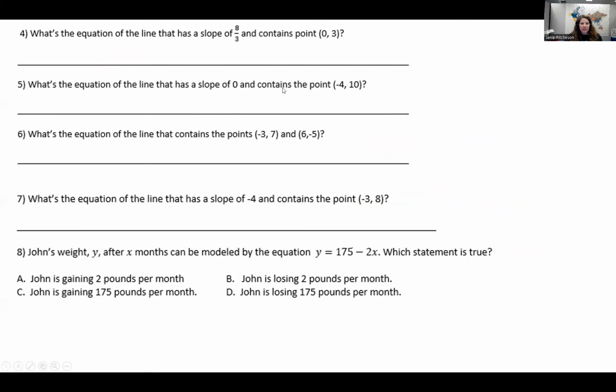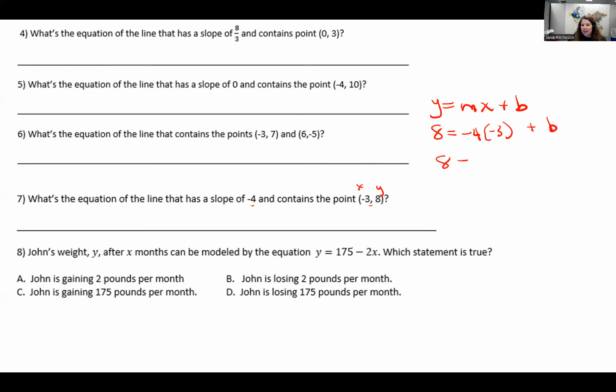Number 7, what's the equation of the line that has a slope of -4 and contains these points? We're going to do what we did up here, except we don't have to do the beginning part where we found the slope. It tells us our slope. So I'm going to start with our equation, y equals mx plus b. We have a y value of 8. We have our m is -4. We have an x, which is -3.